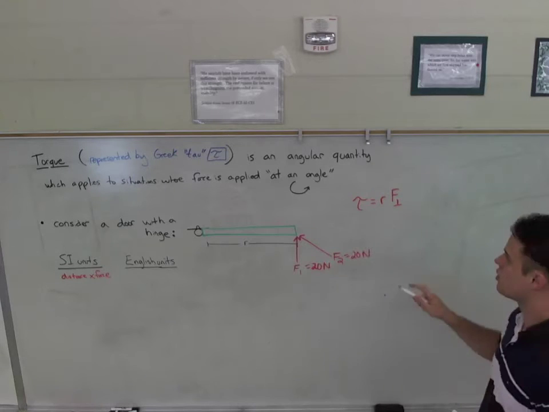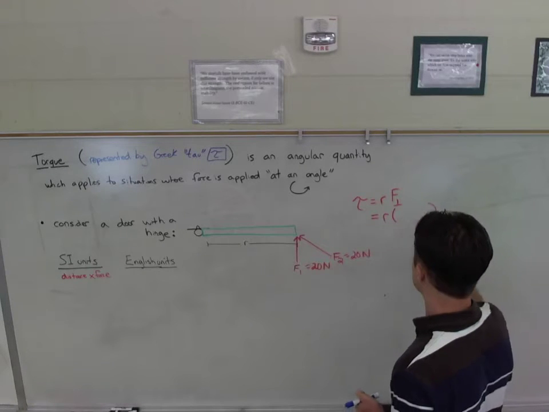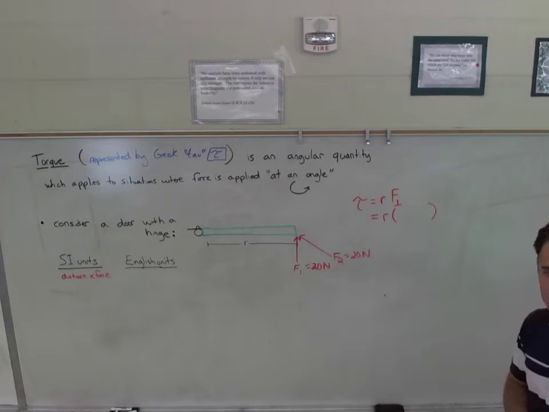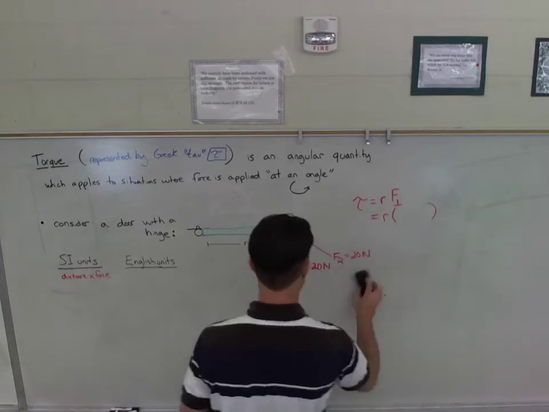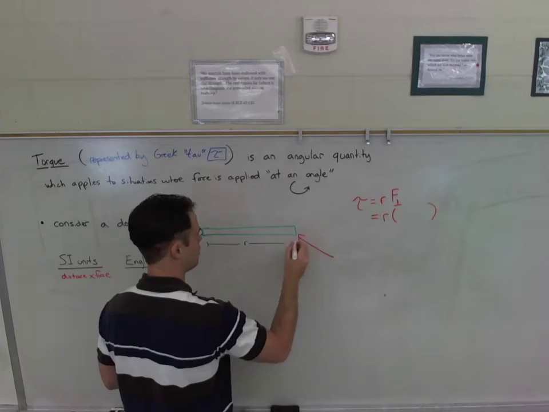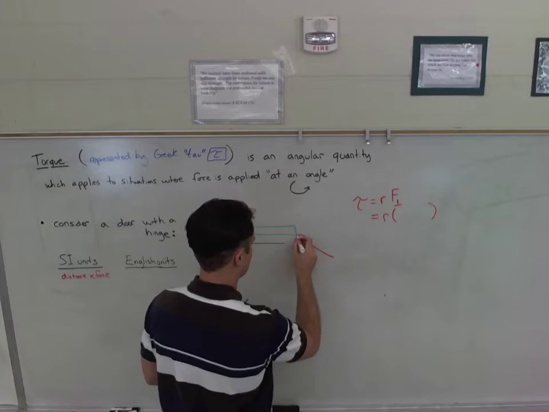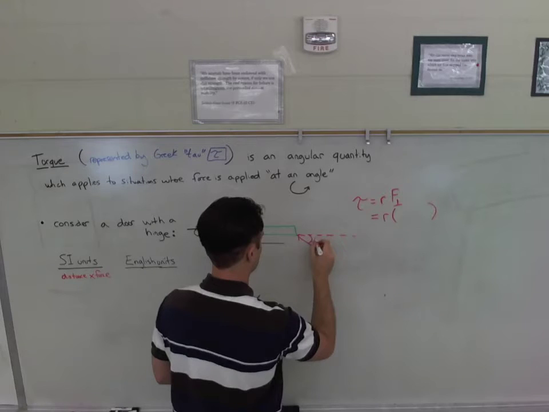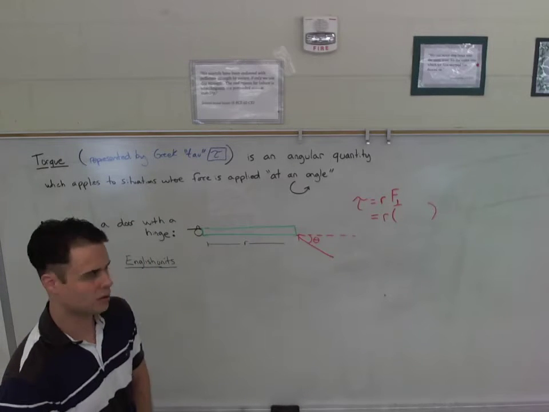So what if it's not? In that case, you need to simplify this, and you can use sine or cosine of theta. You need to draw a picture so you're clear. Let's erase and pretend we have a force like this one, applied at an angle, say 30 degrees, 60 degrees, whatever.